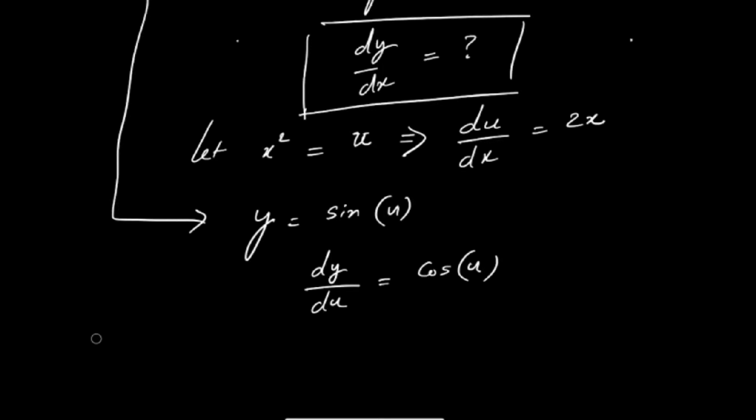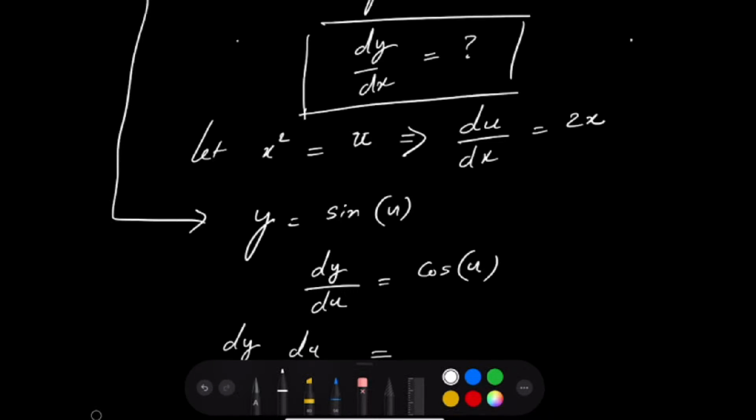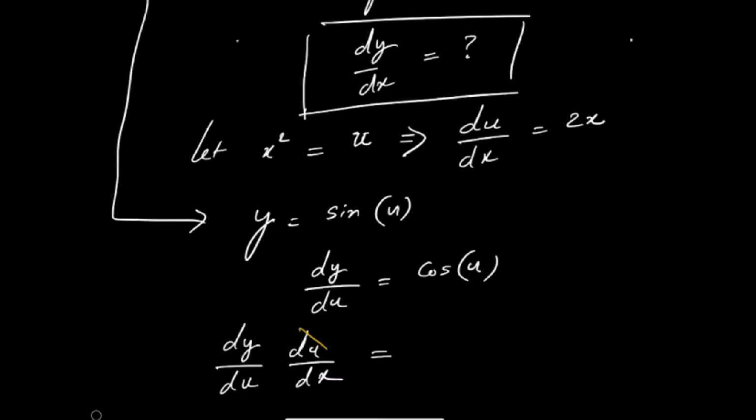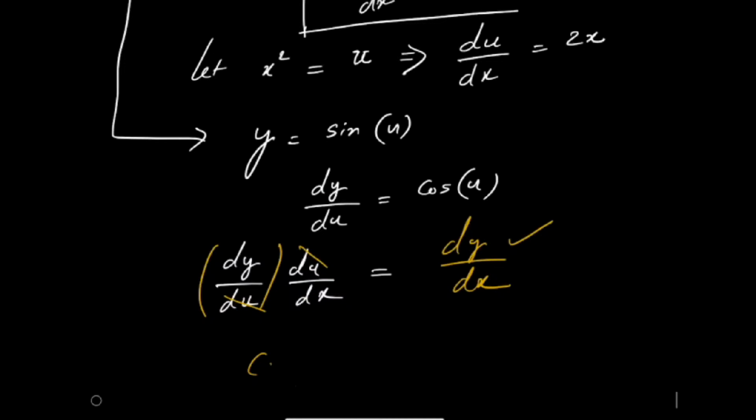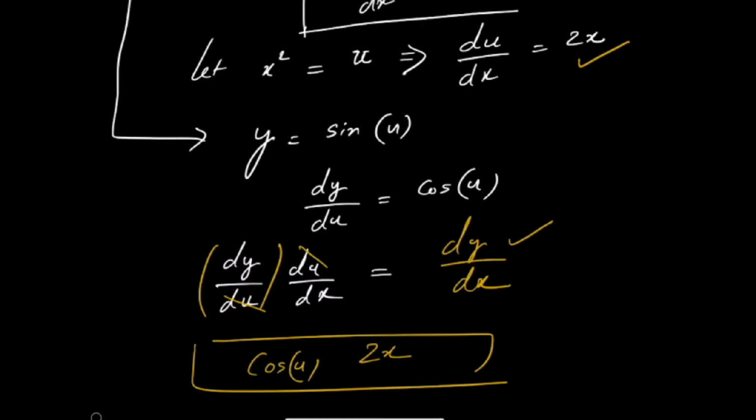Okay. Now, but I don't want dy by du. I want dy by dx. So what will I do? dy by du into du by dx. Correct. So what will I get here? The du will cancel and I'll get dy by dx. This is what I'm intending to find. So what was dy by du? It was cos u. And du by dx was what? du by dx was 2x. So my answer is cos u into 2x.